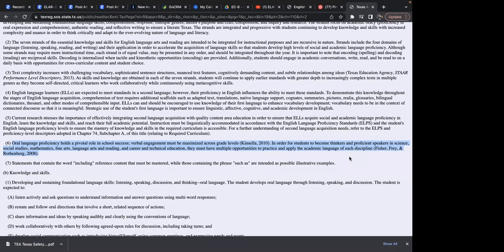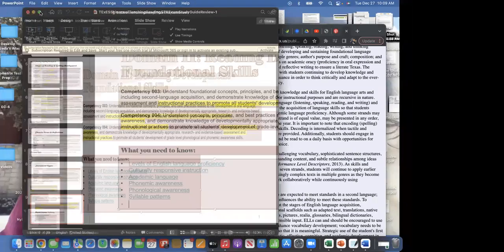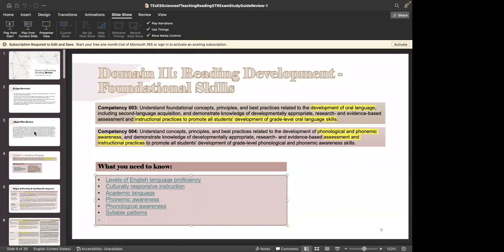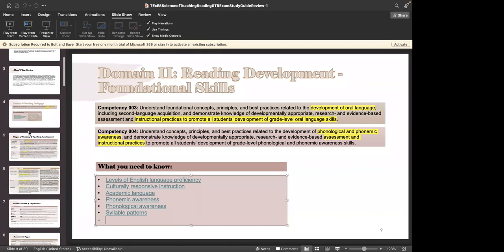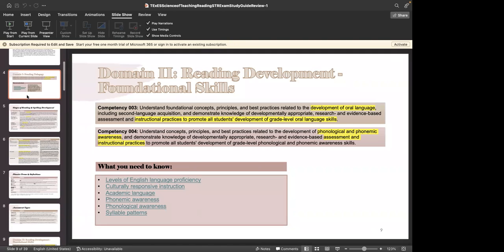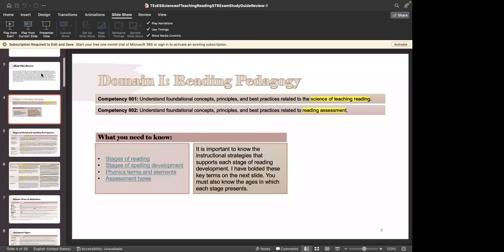Okay, let's go to the science of teaching reading, and you need to know this also, Marina, because remember, this is just a deep dive into English language arts and reading standards. That's all it is.